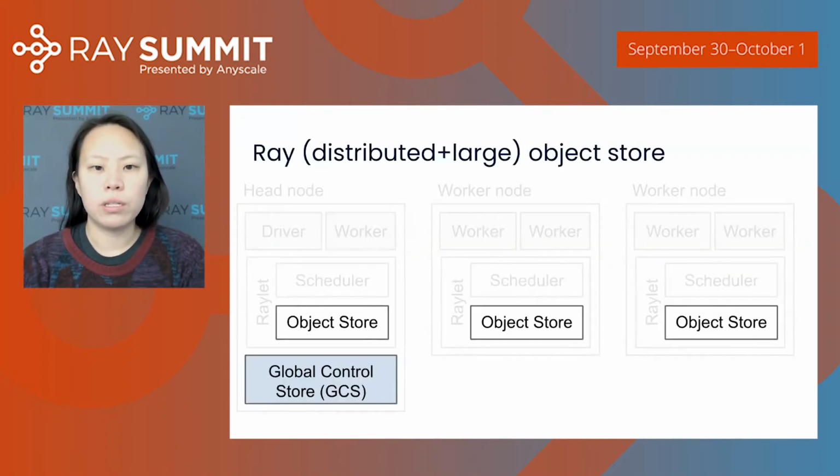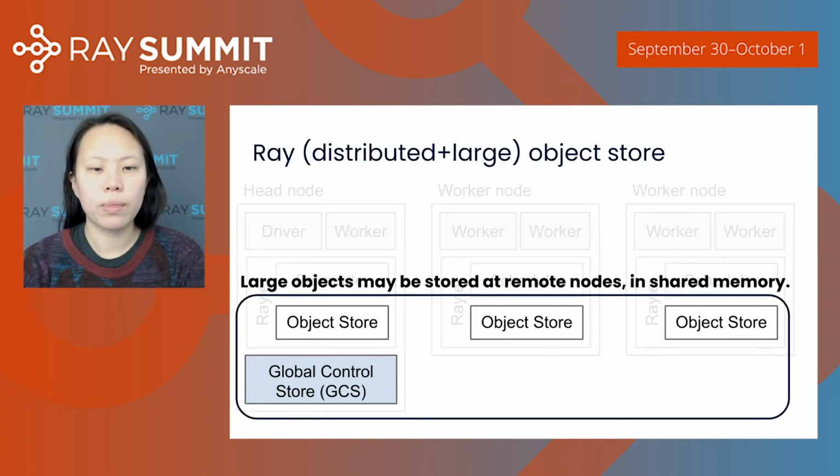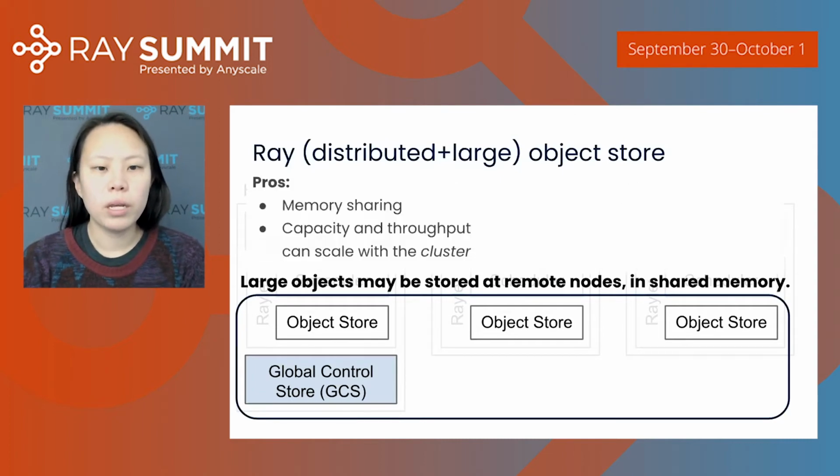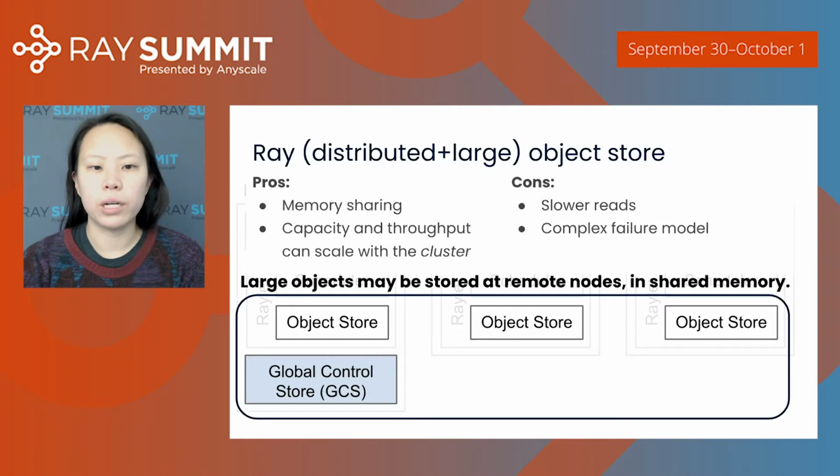Large objects are more expensive to copy, so we have to navigate a different trade-off depending on the object size. Instead of storing the object value directly at the object's owner, we store the object in the distributed object store. So while one Python process might have the object ref, the actual value may be stored at a completely different process, maybe even on a different node. The main benefit here is that the object store on each node can be implemented with shared memory, so we can leverage that to reduce the number of copies. On the other hand, it can take longer to read an object since it's stored at a separate process, and the failure model is more complicated because now we have a distributed system.